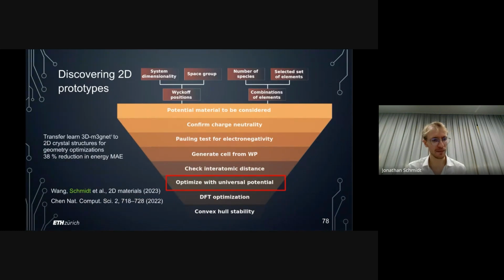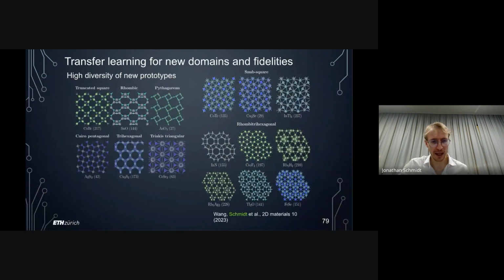At the time, we also transfer learned some 3D M3GNet to 2D, which worked quite well, and we'll mention this later again. And then later on some MACE version. For this, because the 3D networks have quite high errors if you use them in lower dimensions. Using this approach, we find a lot of new prototypes that are mostly nice to look at. They are also rather stable. However, the problem is, of course, they are not based on this exfoliation approach, so it's not quite clear how we can synthesize them.